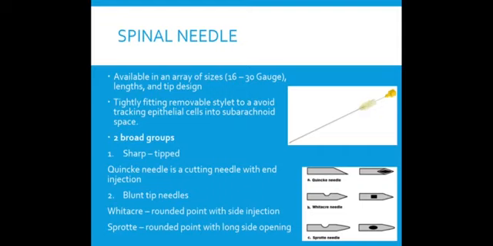A spinal needle has two broad groups. First, sharp-tipped, such as Quincke needle, which is a cutting needle with end injection. Second type, blunt-tip needles, such as Whitacre with rounded point and side injection, and Sprotte with rounded point and long side opening.